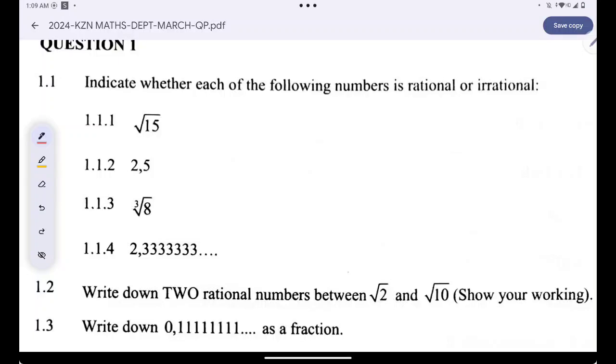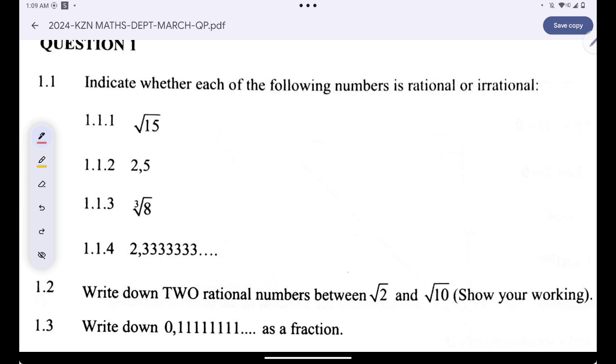Hello everyone. Today I'm doing the 2024 KZN Maths paper 1. It was written in March. Yeah, it was the term 1 test rather. It's the cycle test. Okay.